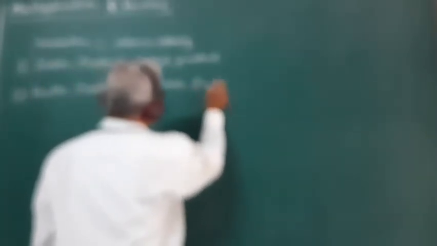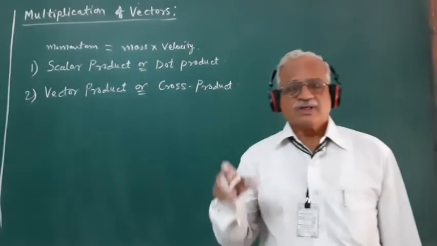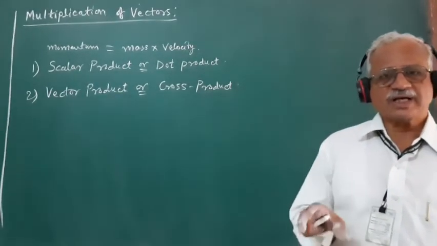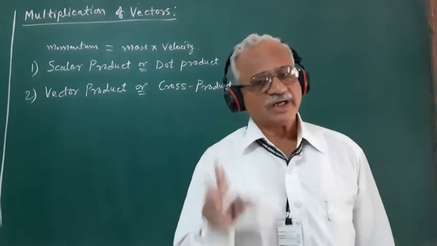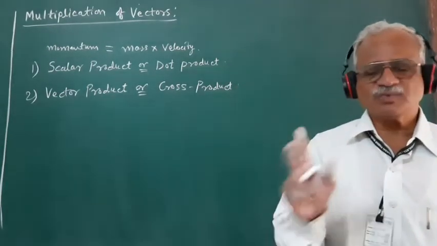And the second type of multiplication is the vector product, or it is also called as cross product. If the result of multiplication of the two vectors yields to be a vector quantity, this type of product is called as vector product or it is also called as cross product of two vectors.